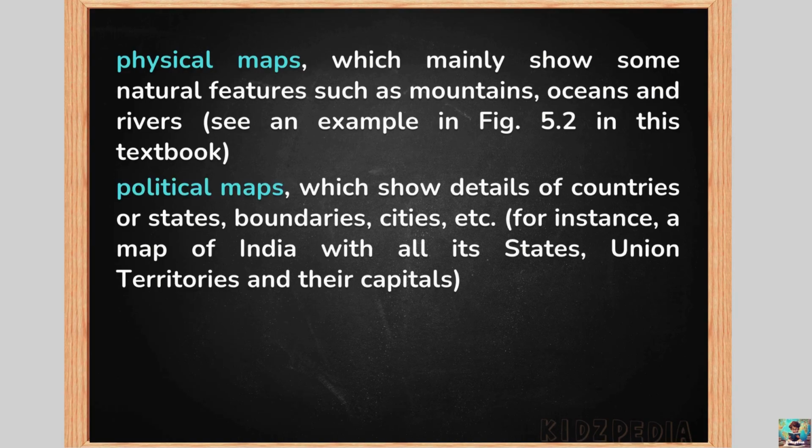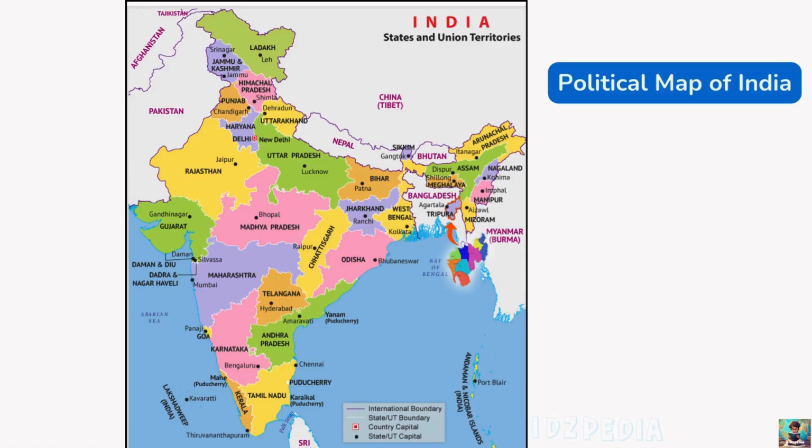Political maps show details of countries or states, boundaries, cities, etc. For instance, a map of India with all its states, union territories and their capitals. So, a political map is the opposite of the physical map. It shows how land is divided by people, not by nature.